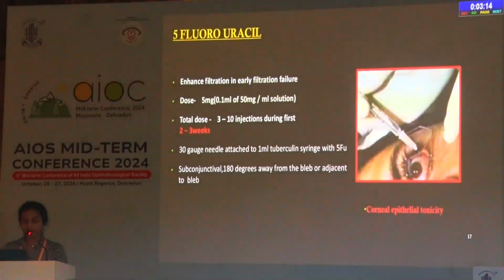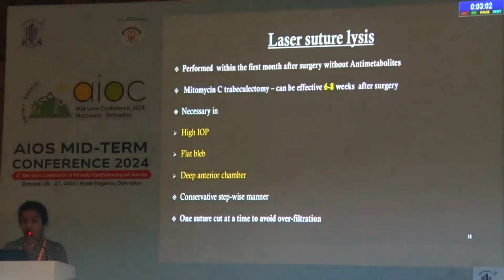For an early failing bleb, 5 mg of 5-FU can be given by a 30 gauge needle subconjunctivally, 180 degrees away from the bleb. But beware, it can cause corneal epithelial toxicity. When the patient presents with high IOP, a flat bleb and a deep anterior chamber, laser suturelysis should be considered. When trabeculectomy is performed without antimetabolites, LSL is performed within the first month. When trabeculectomy is done with MMC, it can be effective up to 6 to 8 weeks after surgery. One suture should be cut at a time to avoid overfiltration.